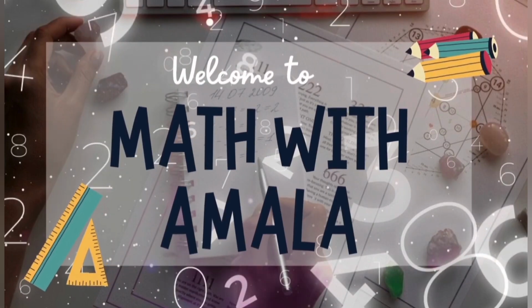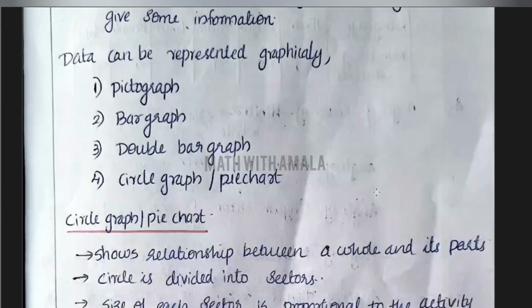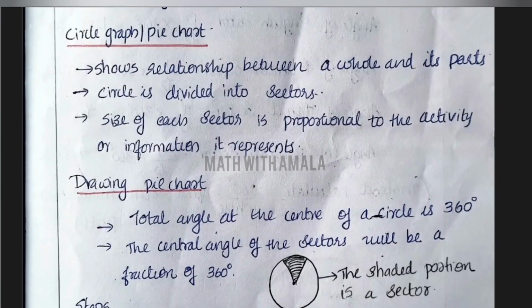Let's start a new part of your chapter, number 4 of grade 8, data handling. Here we deal with different kinds of data representation in graphs. What do you mean by data? A data is a collection of numbers gathered to give some information. So this is the basic definition. And data can be represented graphically with pictograph, bar graph, double bar graph, circle graph or pie chart.